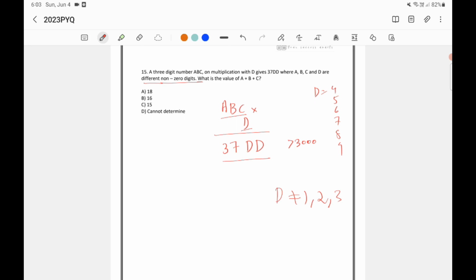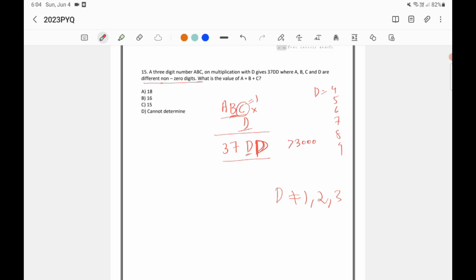Okay, so now you can substitute different values of D and then find out the number. Another trick you can use here is that C into D is coming D. So let's assume that C is equal to 1. So 1 into D will come D, and again B into D is also D, right? I wrote this D here. Now B into D is also coming with unit digit D. So what are the different possibilities?